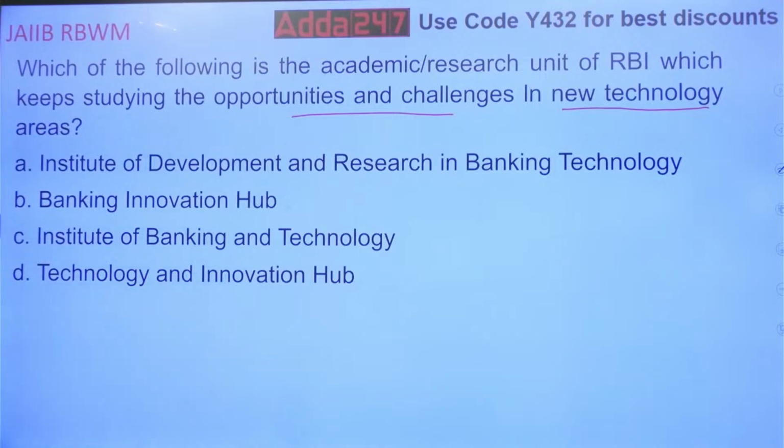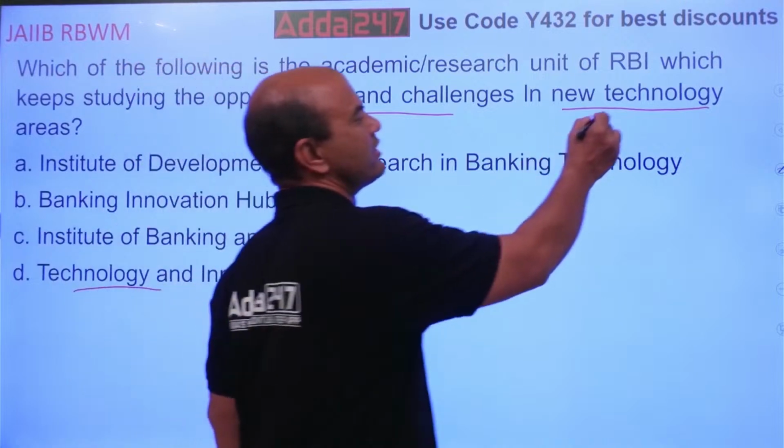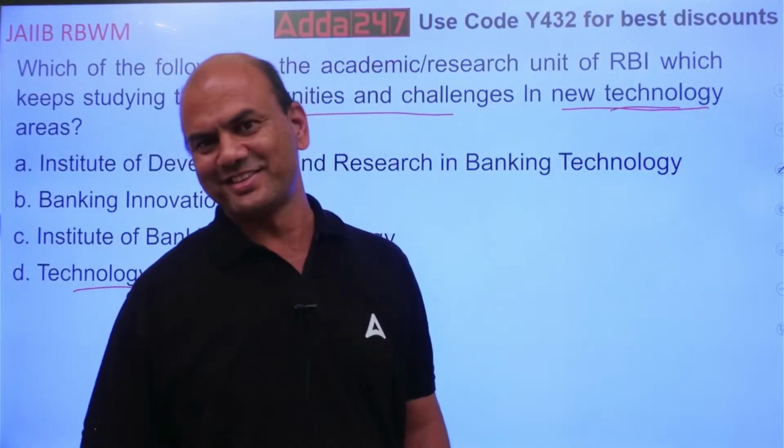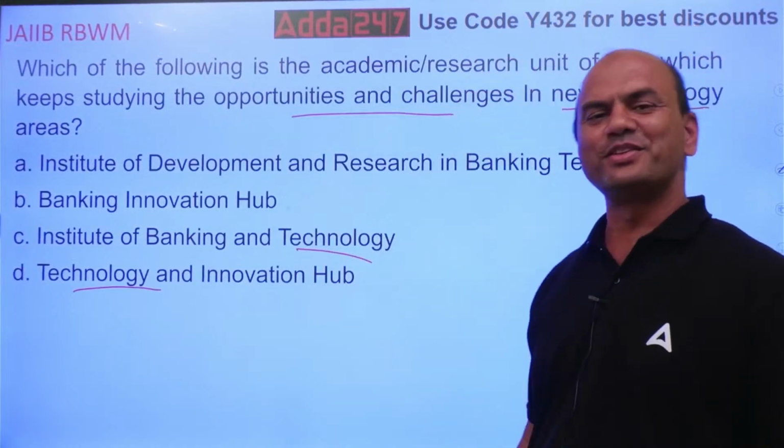Let's think over it. Many of you might be thinking technology word is there, so technology answer will be C or D, Institute of Banking and Technology or Technology and Innovation Hub. Many of you might be thinking that only. Why? Because technology, say this, technology, and here also technology. So you might be thinking, but kindly note that is not the answer.